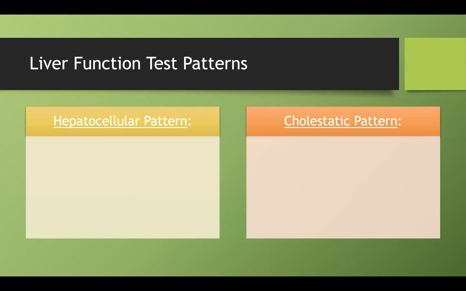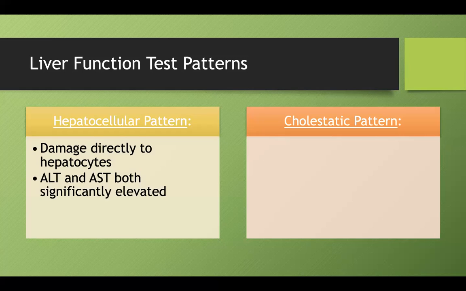So now we talked a little bit about this already, but I just wanted to break down what a hepatocellular pattern looks like versus a cholestatic pattern. A hepatocellular pattern just means it's a pattern that you'll see on labs when the damage done is directly to the liver cells. And as we saw before, ALT and AST are enzymes that exist within those liver cells. So if there's damage directly to them, it shouldn't come as a surprise that AST and ALT will both be very elevated in some sort of hepatocellular pattern.